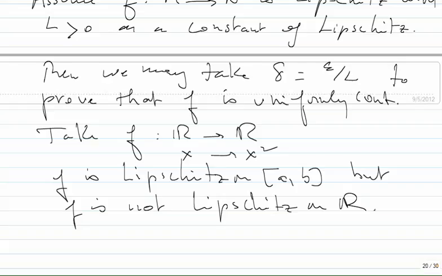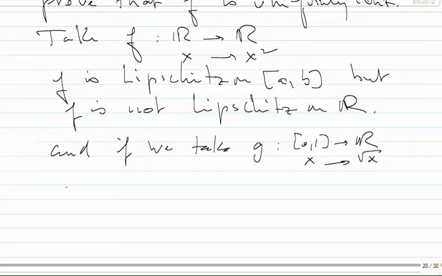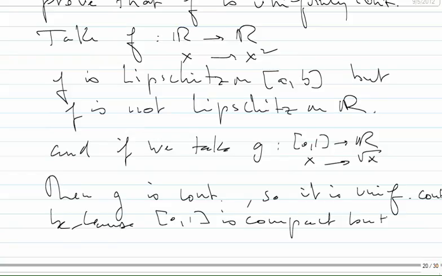And if we take g from [0, 1] into R defined by square root of x, then g is continuous, so it is uniformly continuous because [0, 1] is compact, but g is not Lipschitz. This is something that the students can easily do.